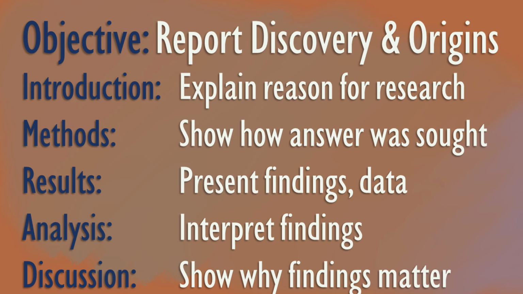As we look at this outline, we can begin to see how each section has a specific job to do, and each section's purpose contributes to what the overall paper is doing. See, if our whole job is to report on a discovery and where it came from, then it makes a lot of sense to start by telling your readers why you were doing research in the first place, how you went about doing that research, and then telling them what you found, what it means, and why it matters.